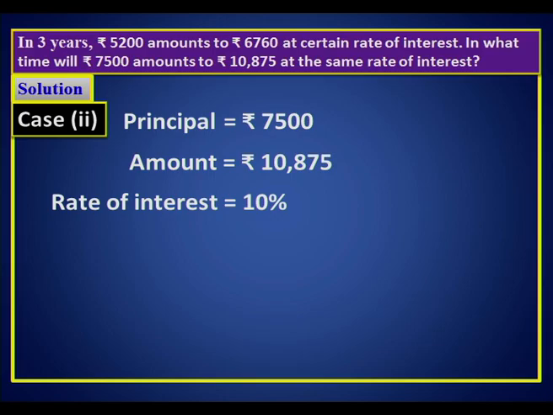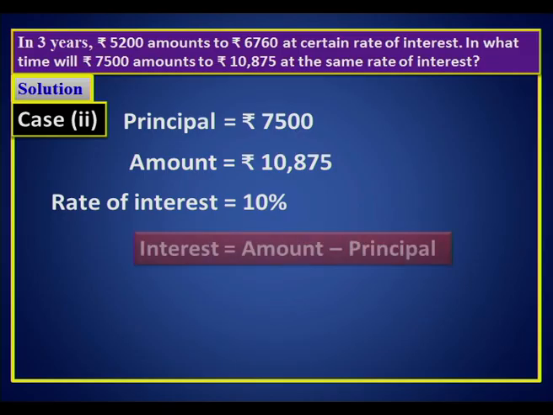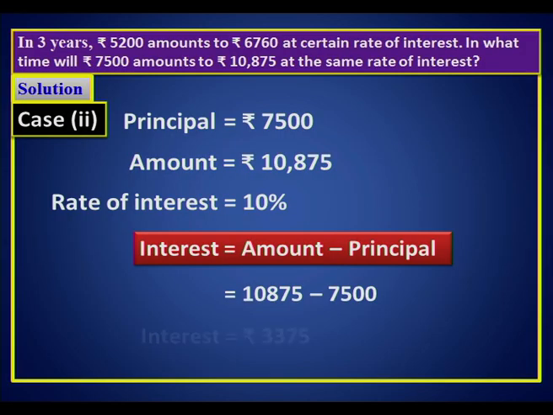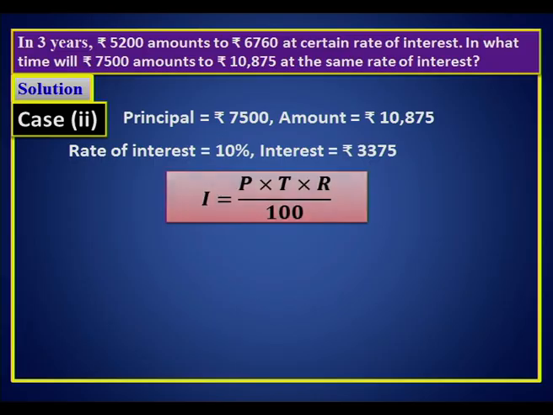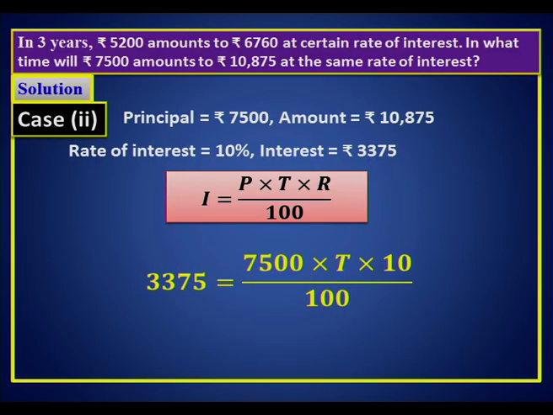Now, what we need to calculate in the second case? Yes, we need to calculate the time taken. So, again we will find out the interest using the formula amount minus principal. So, that is 10,875 minus 7,500. On subtracting, we get the interest as 3,375 rupees. So, let us calculate the value of T using the formula I equal to P into T into R by 100. I is 3,375 equal to principal is 7,500 into time period T, which we are calculating, into rate of interest is 10 divided by 100.